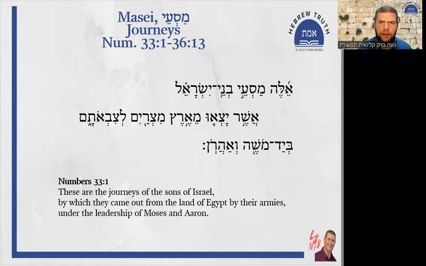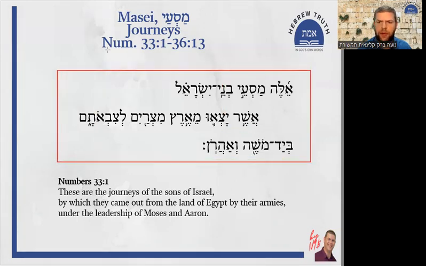So again, remember a few weeks ago, we talked about a sentence and a clause. So we have a good example. This is really the whole of this verse is one sentence.